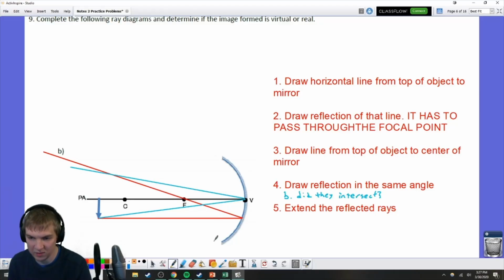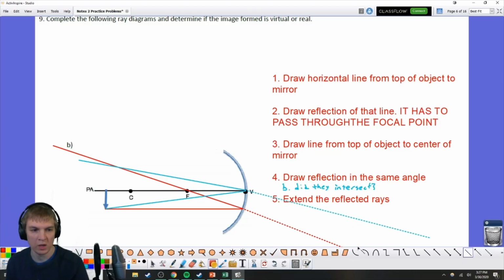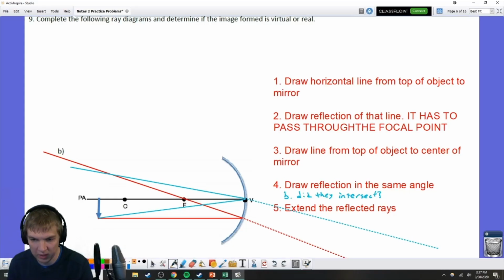So if we were to extend these lines, just for the sake of this problem, for practice, extend these lines and see what happened. So the imaginary line for this one would go like this. The imaginary dotted line for this one would go like this. You can see that going in this direction, they are never going to intersect. So what you need to do is find where they intersect. If they already intersected there, perfect.